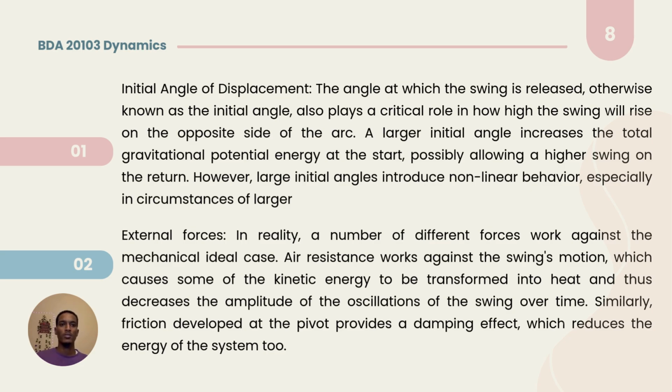The initial angle of displacement is one of the case studies. The angle at which the swing is released, otherwise known as the initial angle, plays a critical role in how high the swing will rise on the opposite side of the arc. A larger initial angle increases the total gravitational potential energy at the start, possibly allowing a higher swing on the return. However, large initial angles introduce nonlinear behavior, especially in the case of larger angles.